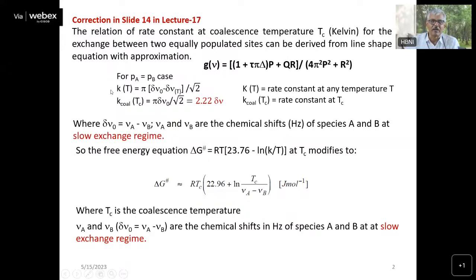Also, I have introduced that it is not necessary, you can find out the rate constant at any other temperature if you know the chemical shift difference at that temperature. So this is the chemical shift difference in the slow exchange regime, and this is the chemical shift difference at a particular temperature, and then automatically you can find out. We will see some examples. One example, at least, I think I have this problem. Please note this, it is very important.